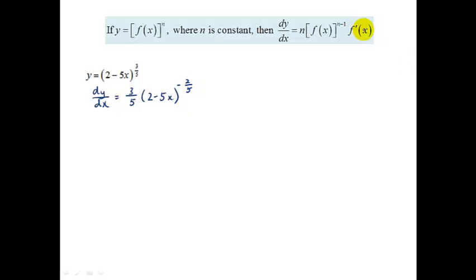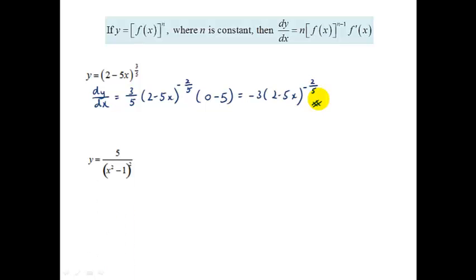And don't forget this extra bit here. I'll need to go back to the function f(x) and differentiate. If I differentiate the first term, 2 being a constant becomes 0. If I differentiate minus 5x, it will give me minus 5. Now let me simplify. I take 3 over 5 times minus 5 and I get minus 3. So this is my answer for dy/dx.